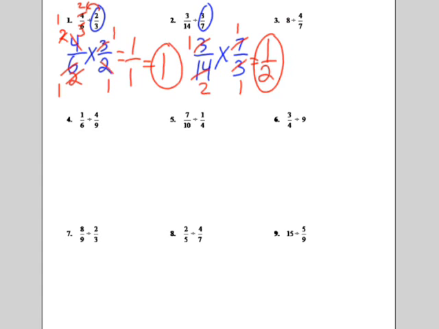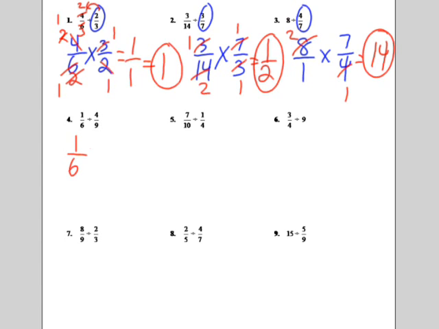Let's do another. Now I want to take 8 and I want to make it improper, so I haven't really changed it at all. So we're going to keep that. We're going to change it to multiplication. We're going to flip. Now you could cancel out the 8 and the 4. This one turns out to be 14/1, which is just 14. Let's do another one. Keep, change, flip.